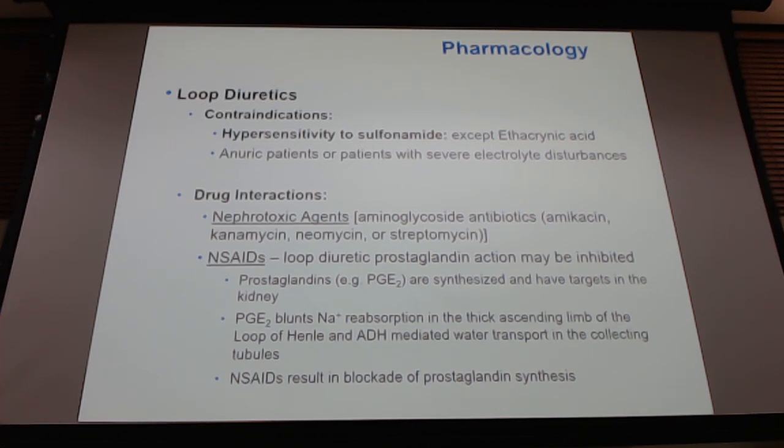Some drug interactions, so nephrotoxic agents, things that can accumulate in the kidneys, and then NSAIDs. So NSAIDs or non-steroidal anti-inflammatory drugs, they inhibit prostaglandin synthesis because prostaglandins can also cause inflammation. So by doing this, it's directly affecting what loop diuretics do when they increase prostaglandin synthesis, and so they're just canceling each other out. And NSAIDs can actually cause sodium and water retention.